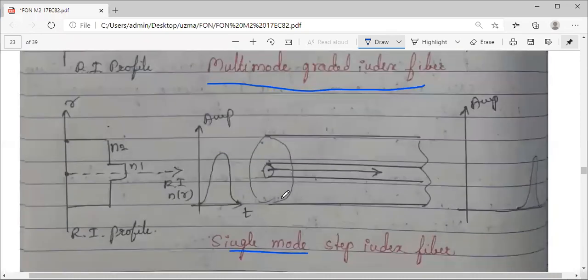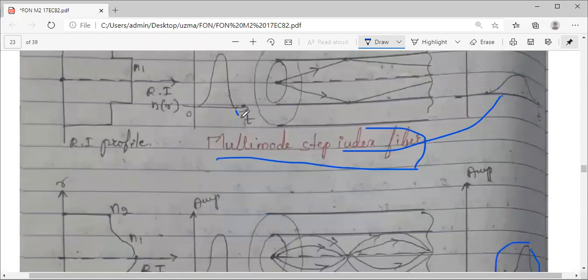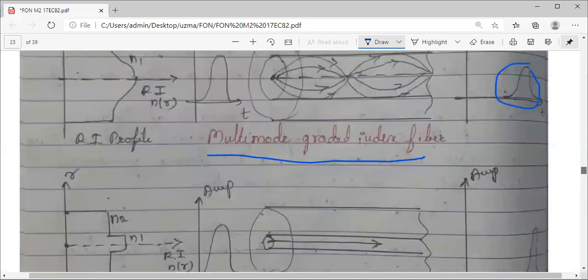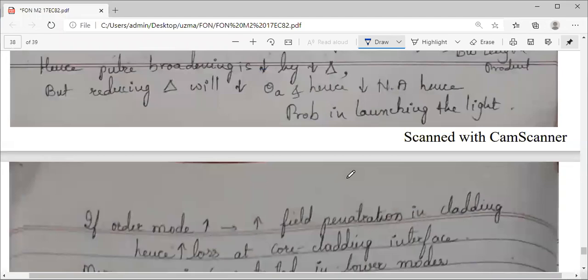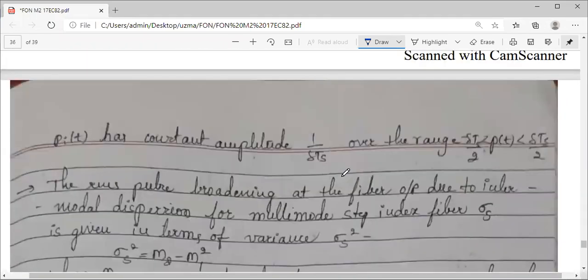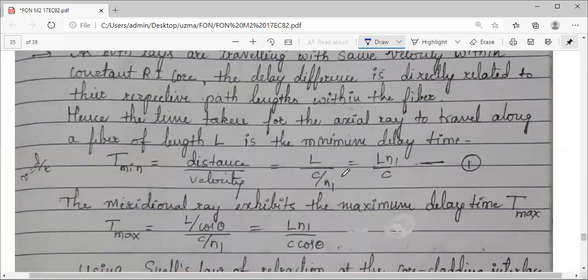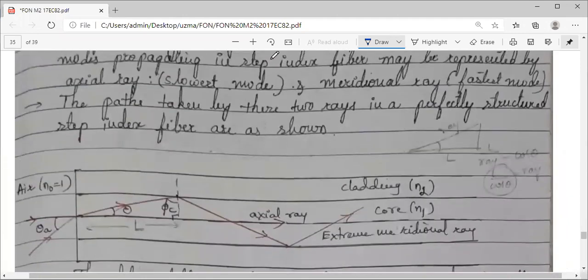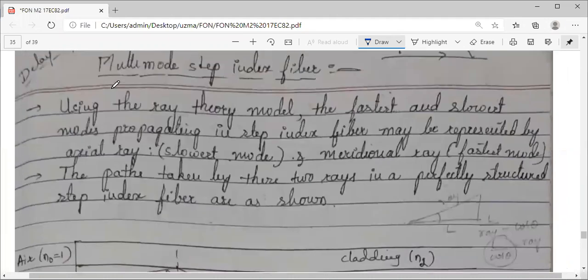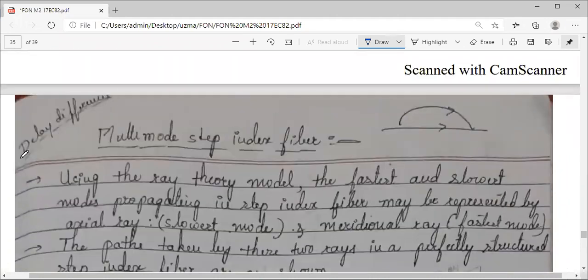If you see all three together, now the heading is multi-mode step index fiber. So we are going to analyze how pulse broadening will occur in the case of multi-mode step index fiber. We will be calculating the pulse broadening or the amount of dispersion. You can see the figure. Let me just read it out very quickly.